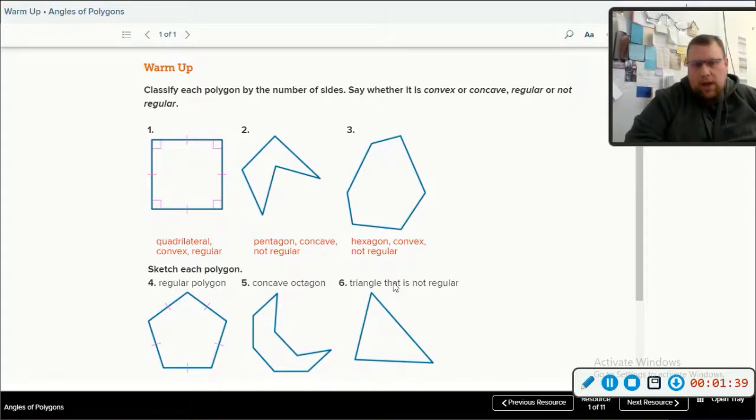And then last is a triangle that is not regular. In other words, these sides are of different lengths. Or at least one side is of different length, but all three appear to be. Okay, let's move on from the warm-up.